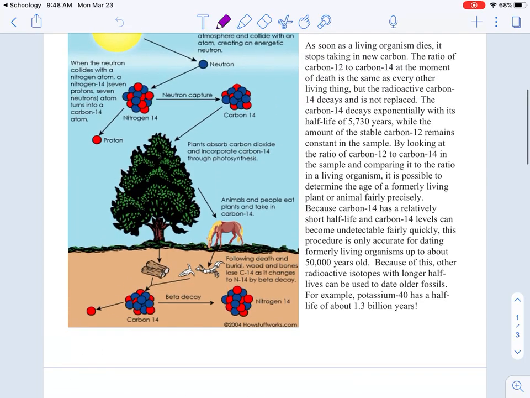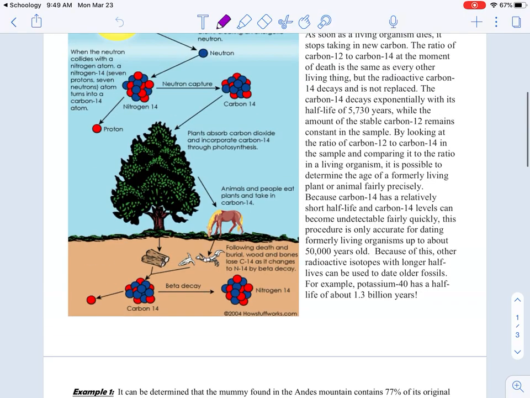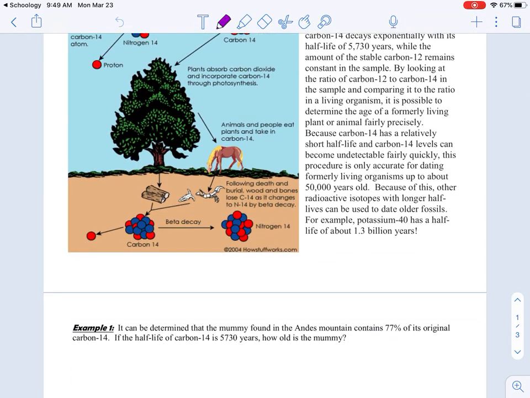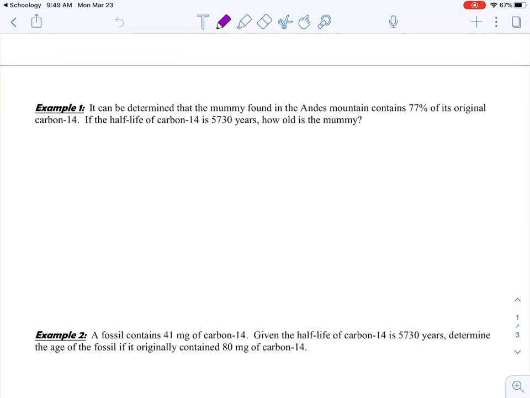precisely. Because carbon-14 has a relatively short half-life, so we're saying that almost 6,000 years is short, it can become undetectable fairly quickly. This procedure is only accurate for dating formerly living organisms up to 50,000 years old. Because of this, other radioactive isotopes with longer half-lives can be used to date older fossils. So, for example, potassium-40 has a half-life of 1.3 billion years, so that can be used to carbon date, aka find the age of something that is obviously well over 50,000 years old.